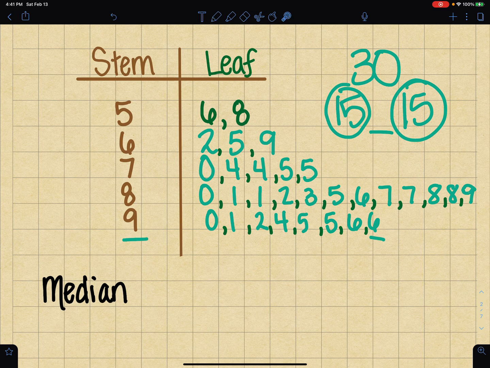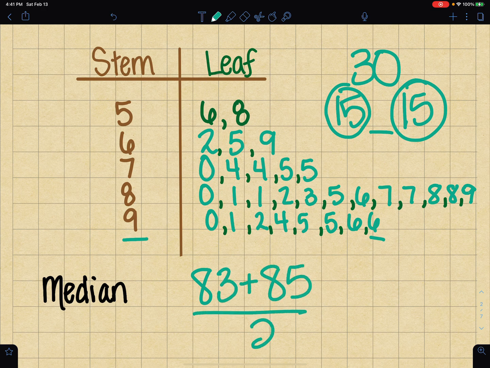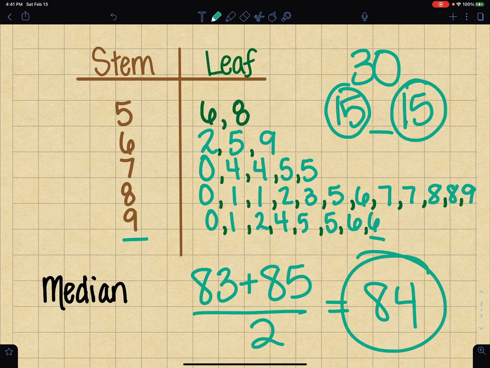So let's find that. 1, 2, 3, 4, 5, 6, 7, 8, 9, 10, 11, 12, 13, 14, 15. So 83 and 85. This is right in the middle. That way there's 28 scores, not including these. So there's 14 in front and 14 behind. So 83 and 85. So what do you do when there's not one test score right in the middle? You average them. 83 plus 85 divided by 2, and you get an average of 84. So that's the median. It's the one that's right in the middle.